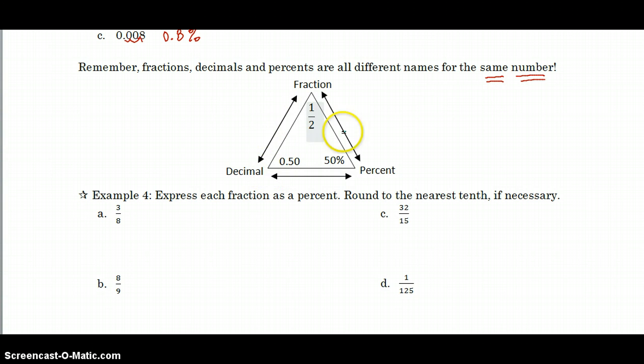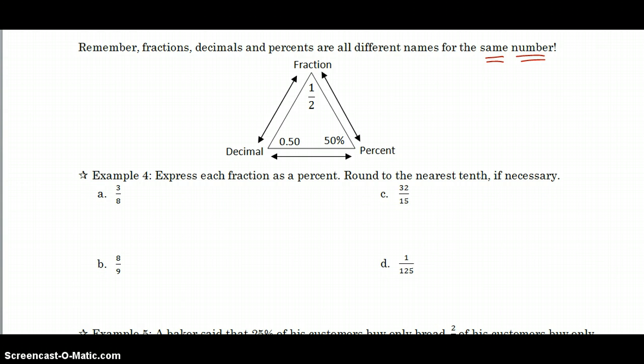Here's one that we're all very familiar with. 1/2. 1/2 is a fraction. As a decimal, it's 0.5, and as a percent, it's 50%. So that lets you see how it all converts, how you go from a fraction to a decimal, from a decimal to a percent, with a number that you're very familiar with. All right, example 4, express each fraction as a percent.